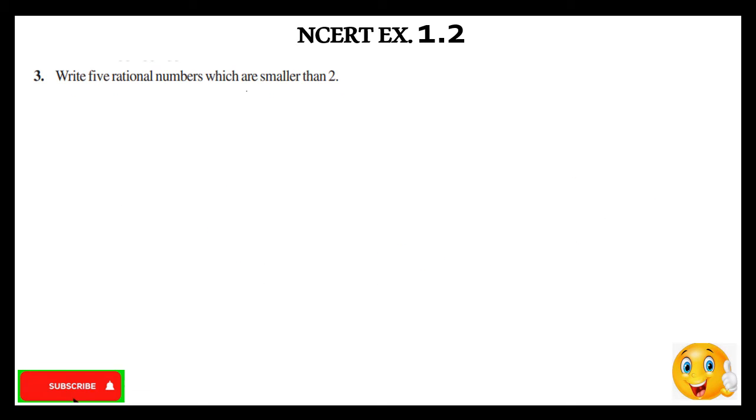Now we have the next question: write 5 rational numbers which are smaller than 2. So 2 is a natural number, or you can say a whole number, and all natural and whole numbers are rational numbers, because 2 can be written as 2 upon 1. So this is a natural number also. We are supposed to write 5 rational numbers which are smaller than 2.